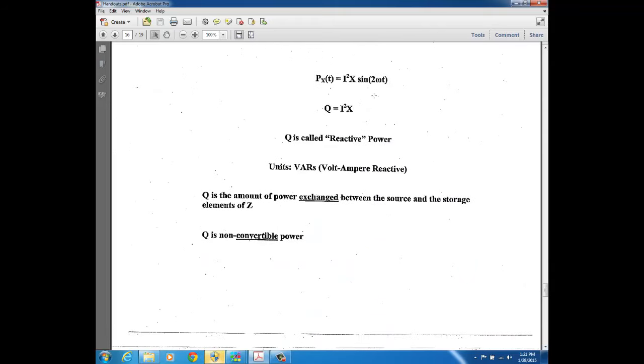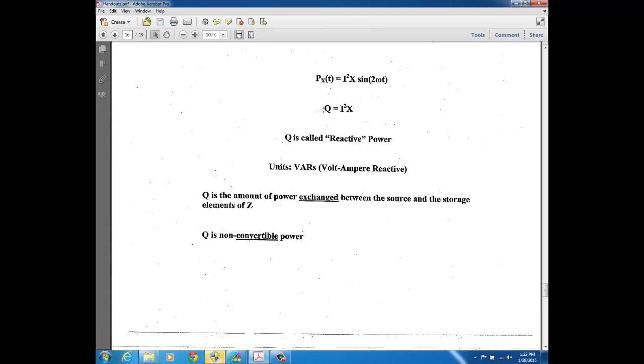Now here's the term involving reactance, so we call it PX of T. And here we call the amplitude I squared X, we call that reactive power, and we use Q. So here Q is standing for something different than it has previously in the course, right?